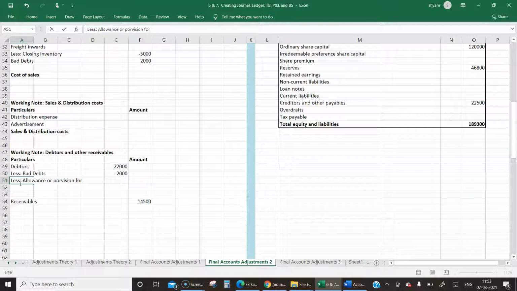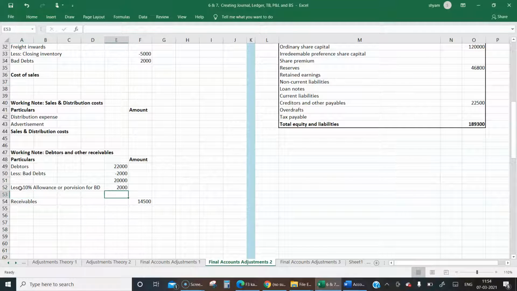for bad debts, we'll put it as BD. Okay, so he says 10%. So 10% of what? Of this balance. On 20,000 we have to provide 10%, so that becomes another 2,000. If you want, we'll just mark it as 10%. So that comes to 2,000. So the balance amount would be 18,000.